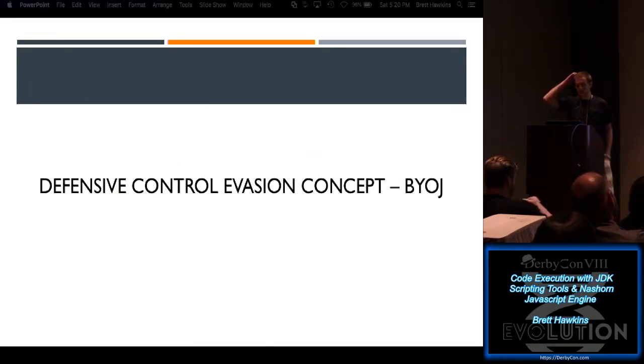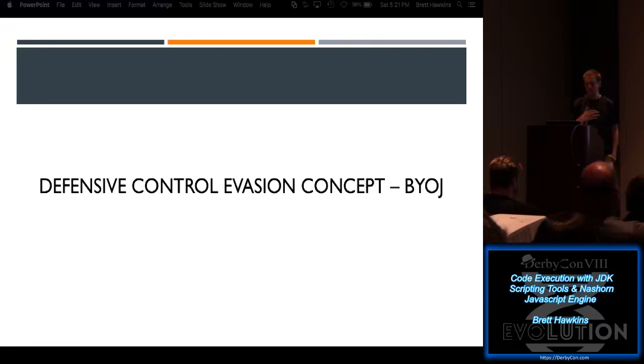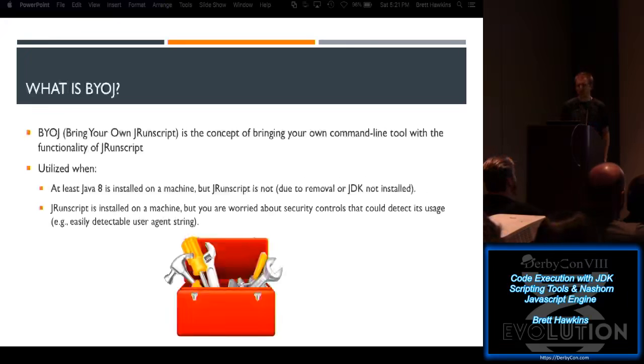All right, so I talked about, from a defensive standpoint, some detective and preventive controls you can use for those tools. So what I wanted to do is challenge myself. I'm on the offense, so my job is to bypass and evade controls. So I tried to think of a way that I could bypass or evade the controls that I actually recommended for those IOCs. And that's when I came up with the concept of BYOJ.